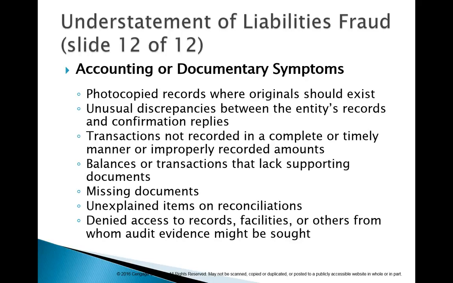Another symptom is unusual discrepancies between the entity's records and confirmation replies. So you sent confirmations to banks, and banks say, no, they actually owe us more money than what they've stated in this confirmation. So one way to search for unrecorded liabilities is to send confirmations to their bank and say, here are the liabilities that they say they have with you. Are there any more liabilities besides these? And are these bigger than what they're stating? So you send those confirmations and get discrepancies back.